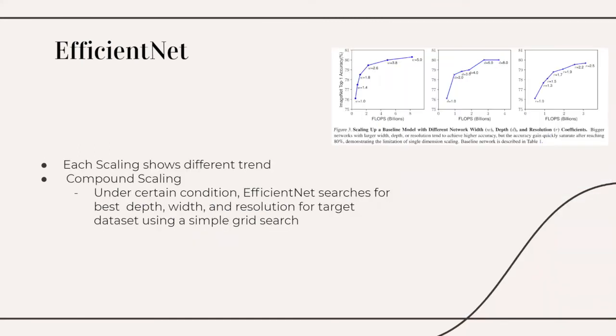When we choose one of each to adjust and let the others stay the same, we can notice that they have different trends of increase in accuracy. Older models stick with one of these scaling methods to enhance their performance, but EfficientNet proposed compound scaling. Under a certain condition, EfficientNet searches for the best depth, width, and resolution for the target dataset using grid search. With the optimized values, improvement in both accuracy and efficiency is achieved.